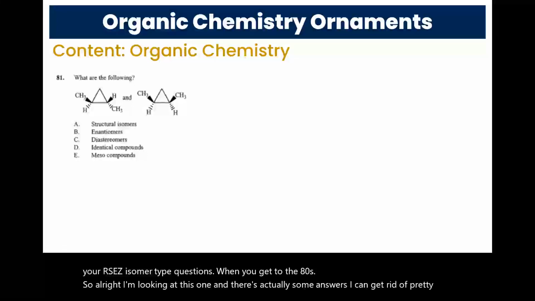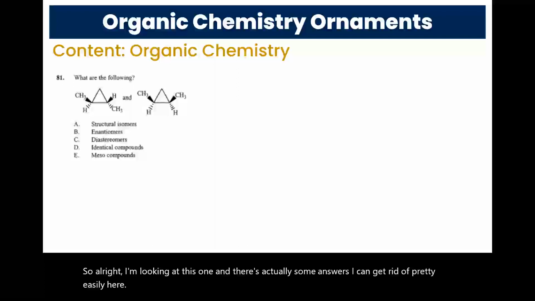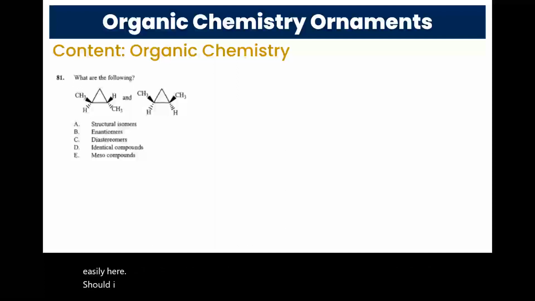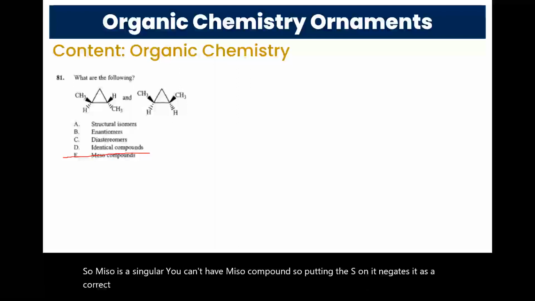First off, should I ever pick meso compounds with an S? Is meso plural or singular? It's a singular one. Meso has a plane of symmetry with itself, I believe. So meso is singular. You can't have meso compounds. So putting the S on it negates it as a correct answer. It can't be right. Don't pick plural meso compounds.